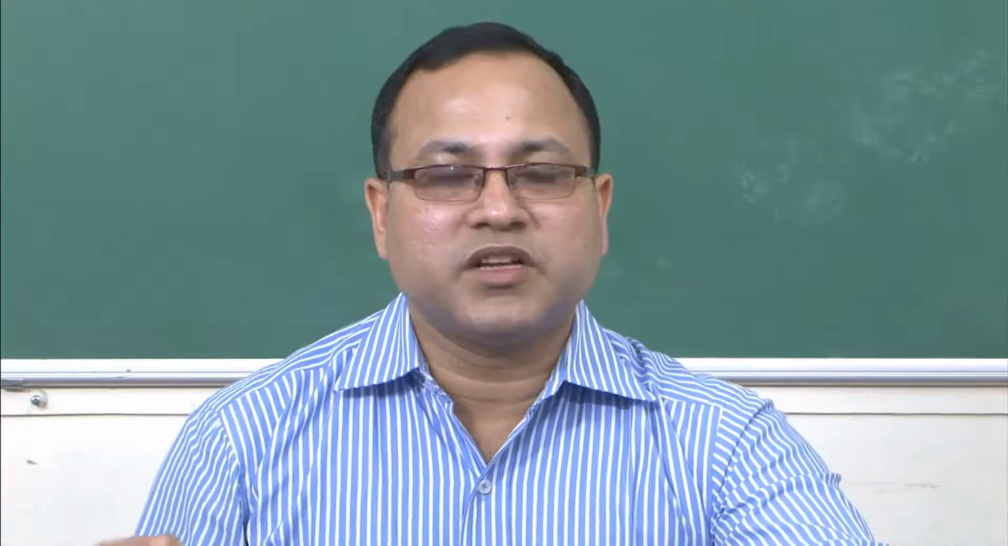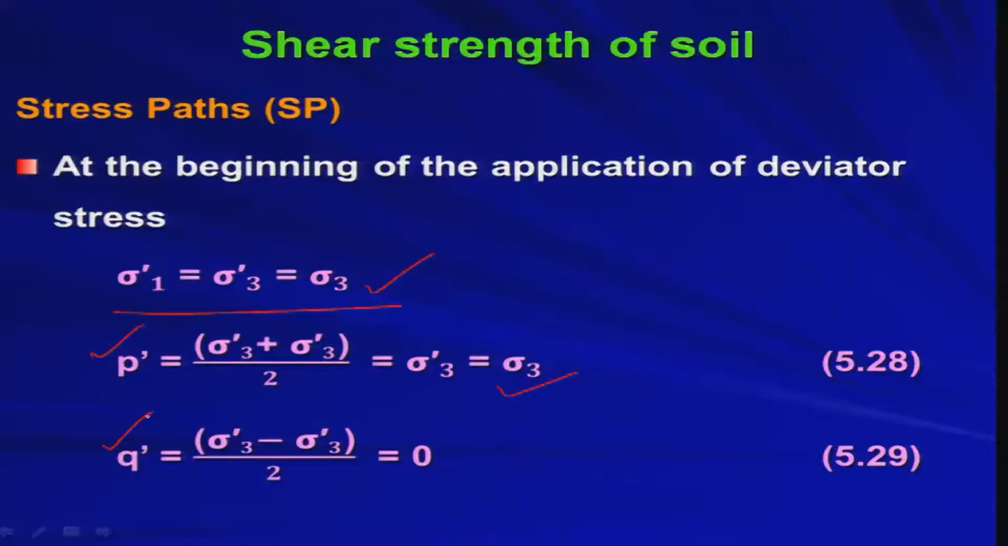The effective stress and total stress must be the same under the CD test. Now, what will be the value of q prime? That is simply 0, right, because you are getting sigma 1 equal to sigma 3. So, q prime is 0.